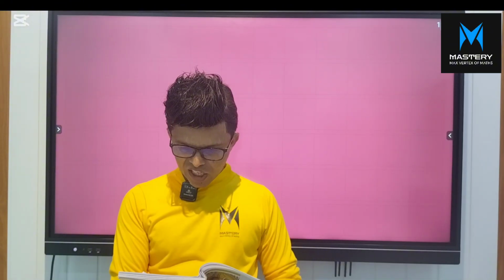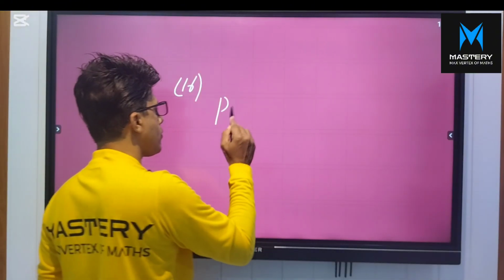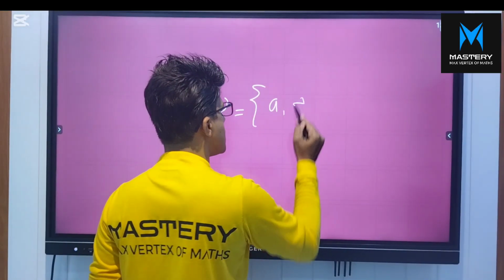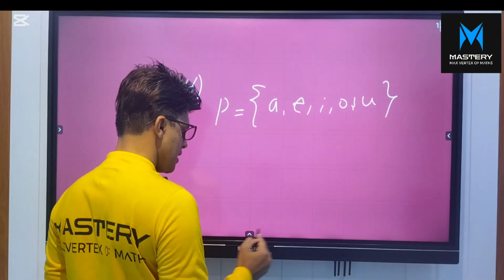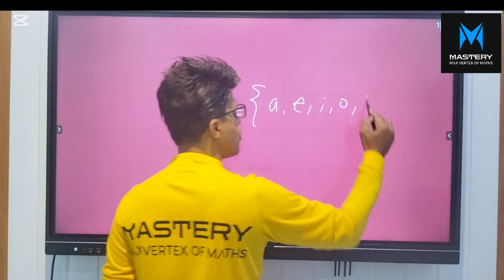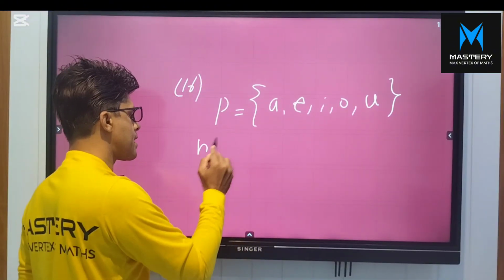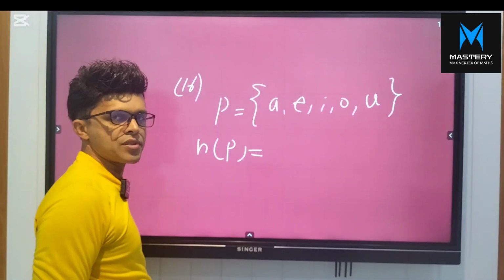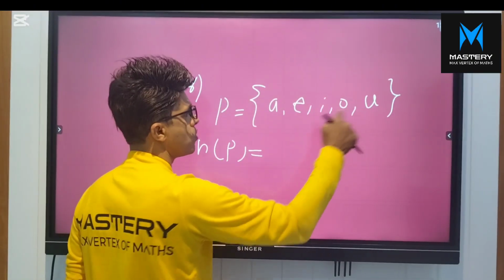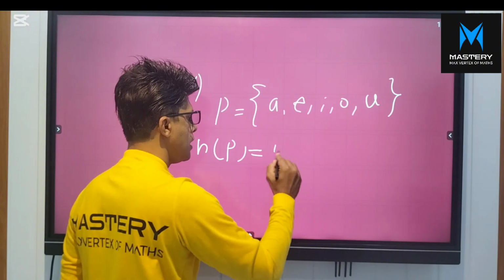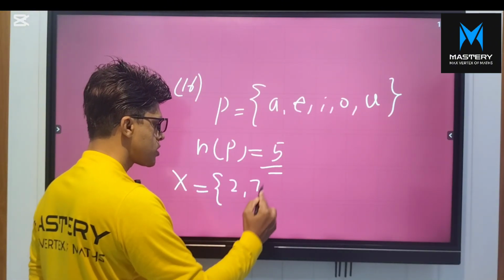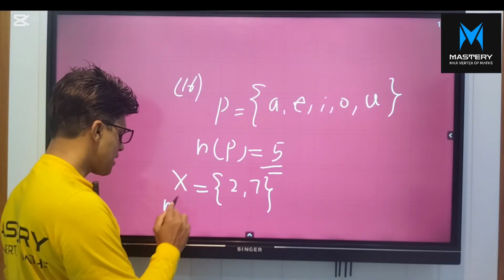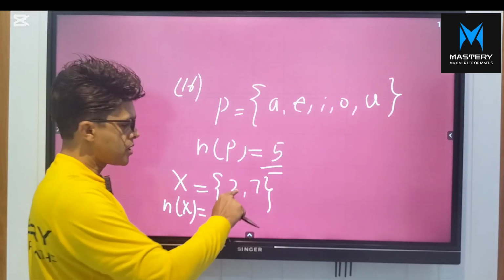The 16th question is, the set P equals A, E, I, O, U, the vowels of the English alphabet. You need to find n(P). n(P) means the number of elements here: 1, 2, 3, 4, 5. n(P) equals 5. Just imagine this is X, X equals 2, 7. So n(X) equals the number of elements here: 1, 2.